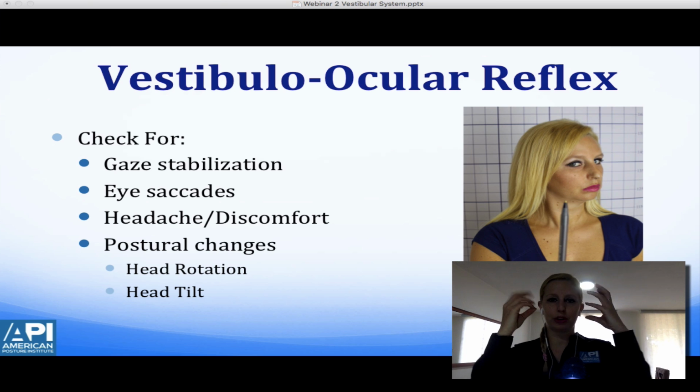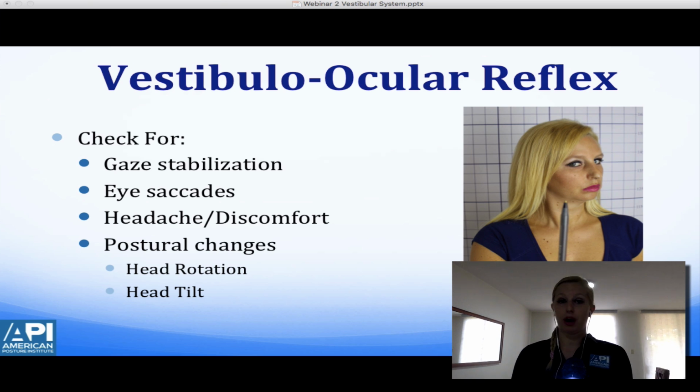You might see that they have blepharospasm of their eyes. You might see postural changes. Maybe the patient is unable to keep their gaze focused. So what they're doing is they're rotating their head, or maybe they have a head tilt while moving their head to the right. You might see these postural changes because the patient's trying to compensate with their posture system for the fact that they have a decreased function of that vestibular system, or the VOR, the vestibuloocular reflex, okay? So those are going to be the things that you're going to check for.